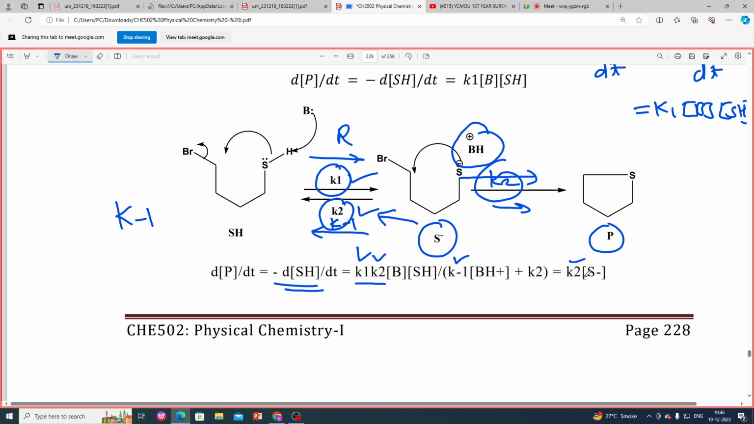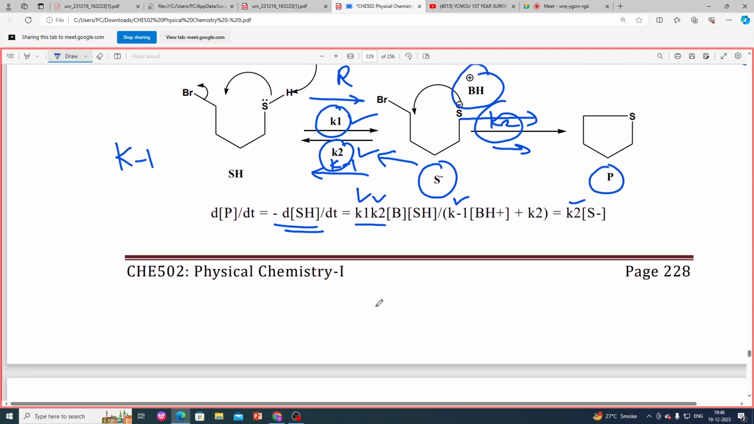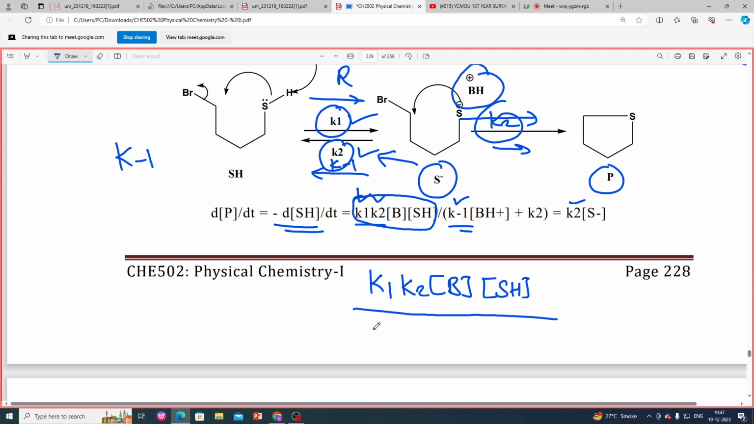Okay, plus K2 दिया गया हो. Okay, which is equal to K2 by S2. See the equation like that. ये जो equation दिया हुआ है, the form of the equation is like that. See here, I am writing K1, K2, concentration of B, concentration of SH. Okay, yes, and this entire term, okay, divided by this term. Okay, so we can write in the denominator K minus 1 concentration of BH plus K2, okay, which is equal to, अब इसे सॉल्व करने के बाद क्या मिलेगा, that is the K2 like that.